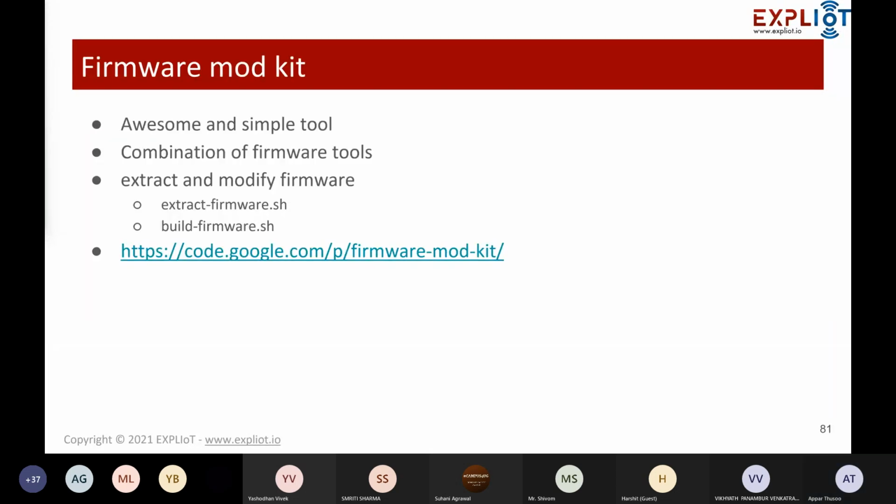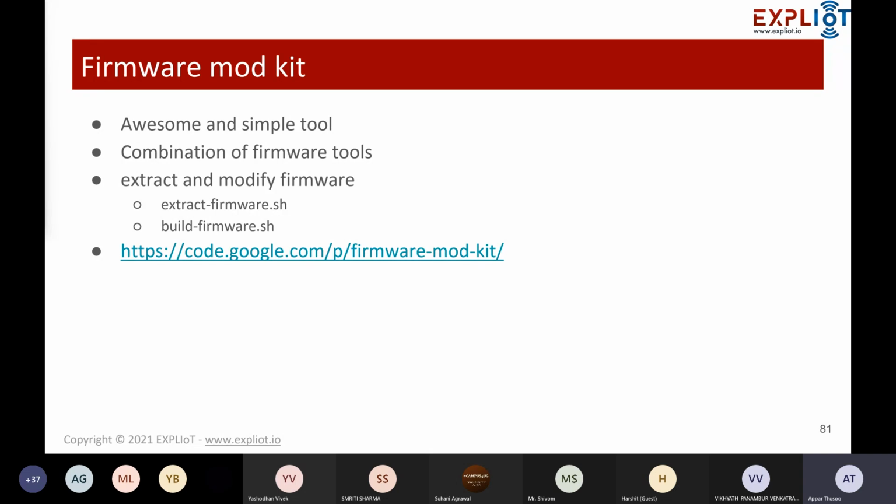Next tool that we talk about is the Firmware Mod Kit. Again, it is a very simple tool to use, and it is a combination of firmware tools. You can find more about it on the Google code repository. It is basically used to extract and modify firmwares, and is a proper tool to check if the root of trust is implemented on a device or not.